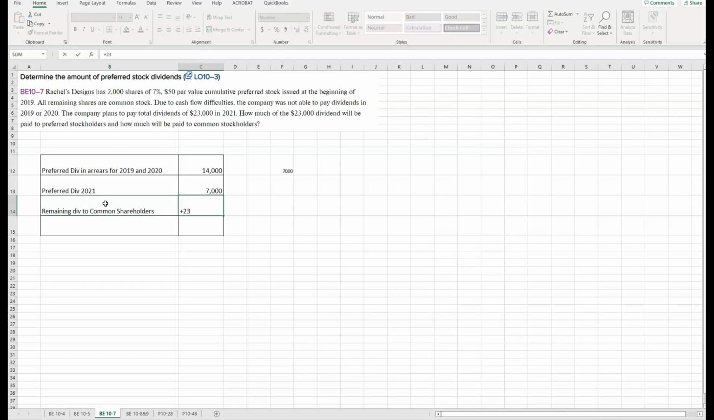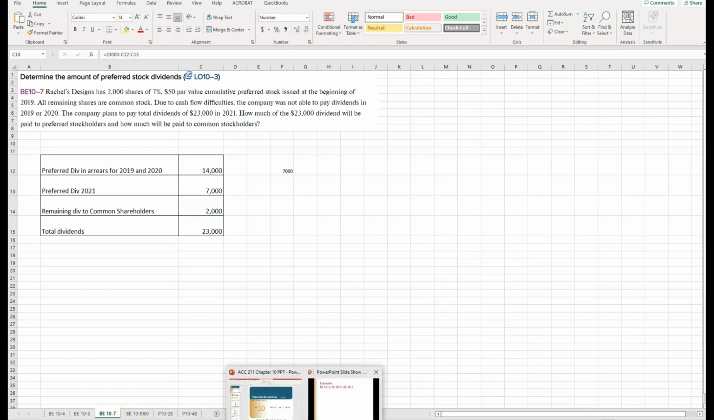So 23,000 minus 14 minus 7, that leaves 2,000 for the common shareholders. The total dividends were 23,000, like they said in the problem up here. So if you have preferred dividends, that's a preferred stock that's cumulative, you have to go back and pay each year's dividends and pay the current year's dividends before you can give common shareholders dividends. Okay.